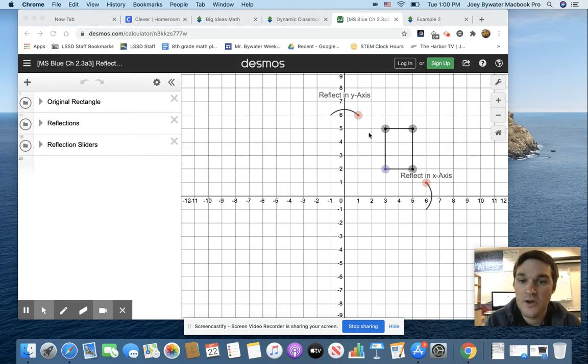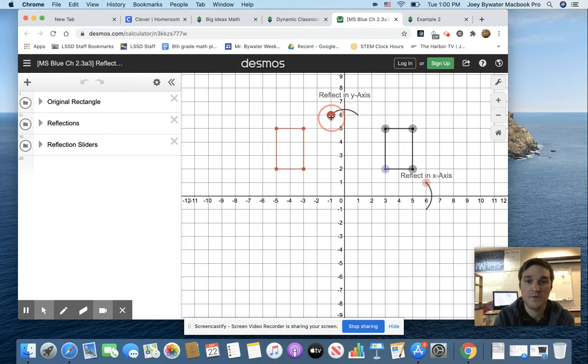All right. So here's what it looks like to reflect in the y-axis. I'm going to show you here. If this is my original figure, I'm going to go boom right over the top of the y-axis. Do you see that? It's kind of like it jumps into 3D for a second. But that's my reflection in the y-axis.